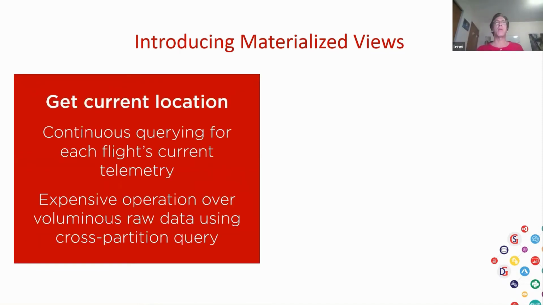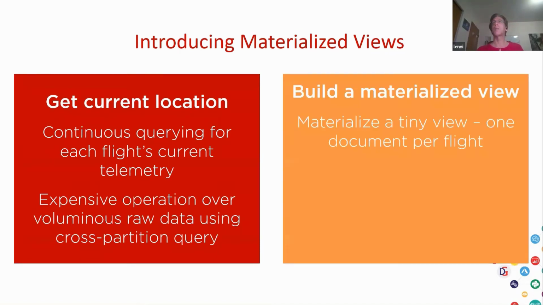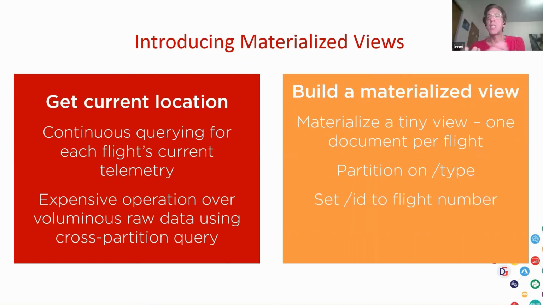So we saw how expensive it was for running that top one query over that large amount of data. We're going to build a materialized view. We're going to build a container that's only ever going to have 12 documents in it, 1 document per flight. The partition key is going to be type, because they'll all fit in one partition. And I will set the ID to the flight number. I'll change it from the GUID, which is a meaningless value, to the flight number, which is a meaningful value.